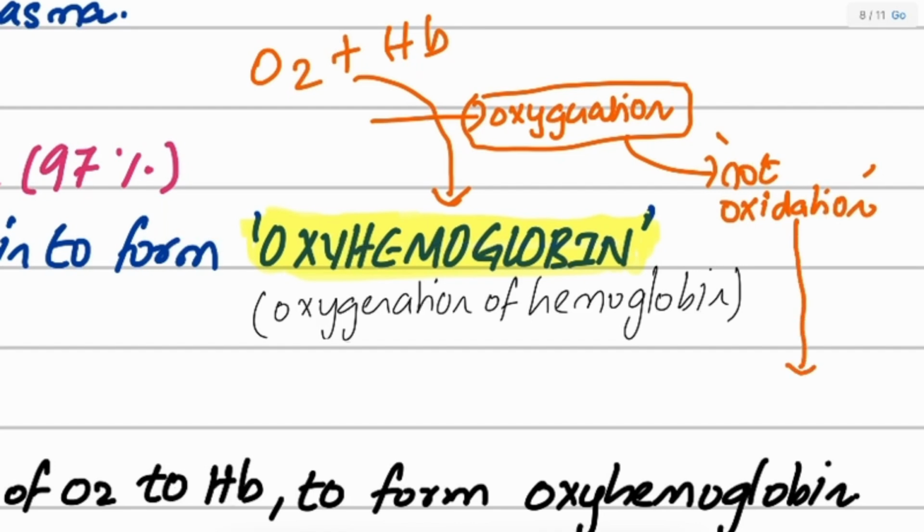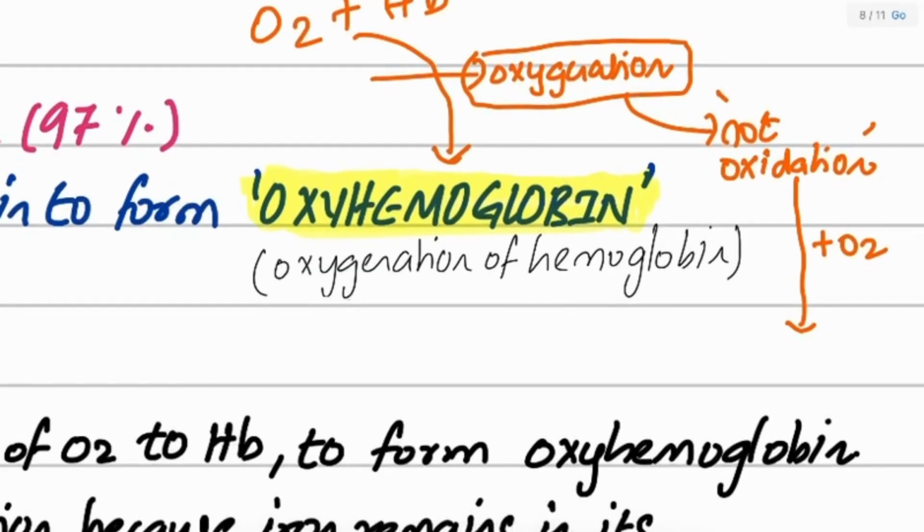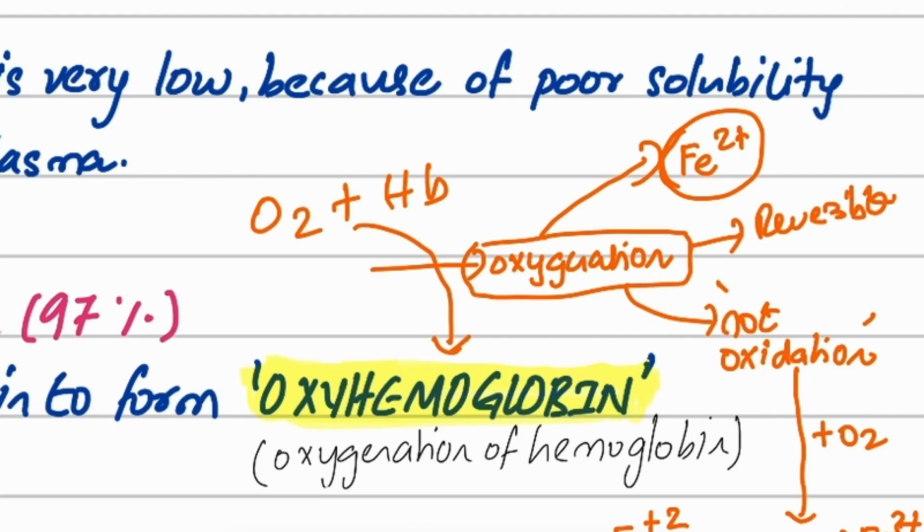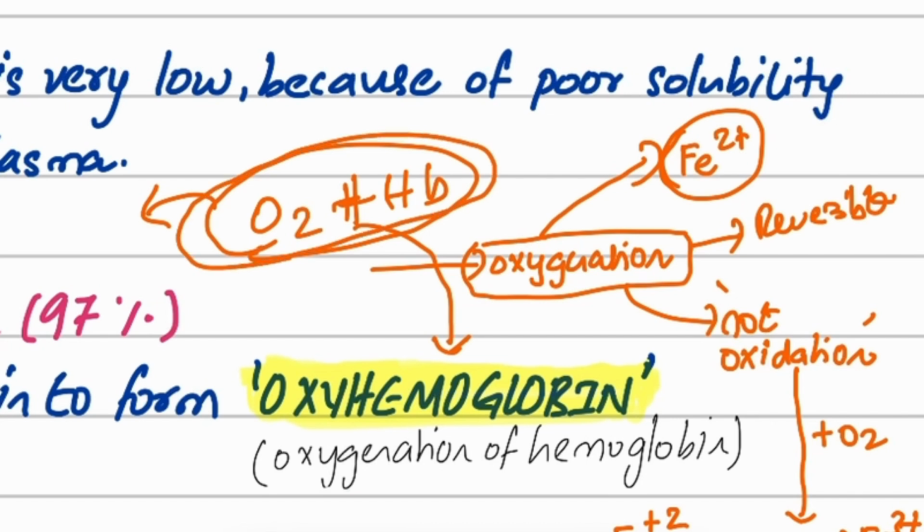What exactly happens in oxidation? Basically, oxidation is addition of O2, right? So in oxidation, what happens is iron is converted from the ferrous form to ferric form, whereas in oxygenation, iron remains in its ferrous form only, and its binding is reversible. So oxygen also can be reversed. The binding of oxygen and hemoglobin can be reversed, so it is called oxygenation. So there are two reasons why it is called oxygenation: because of the reversible binding, as well as the iron remaining in its ferrous state.